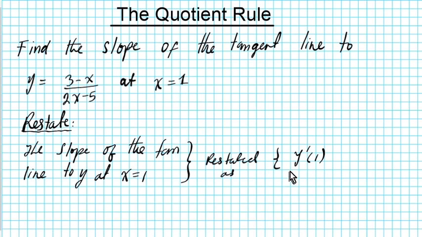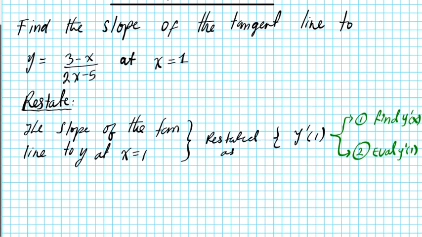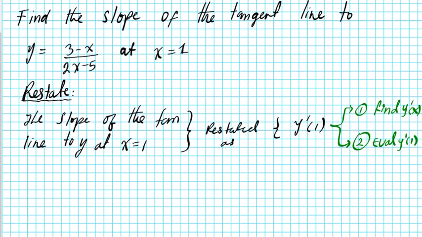So remember, anytime you're finding the derivative at a point, it's a 2-in-1 problem. The first part is to find the derivative, and the second part is to evaluate the derivative at the specified x value. So you're going to evaluate y prime of 1. Don't forget you do your calculus first before you do your algebraic evaluation. Let's take a look at the first part.